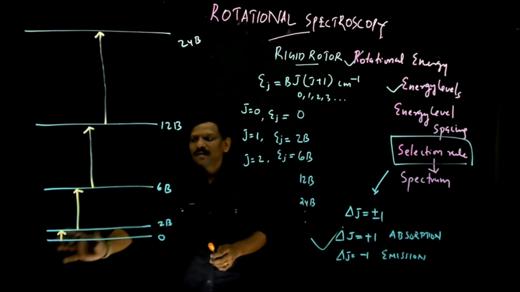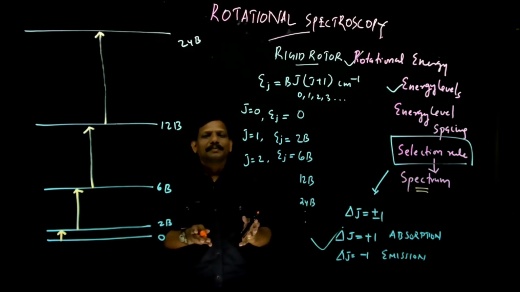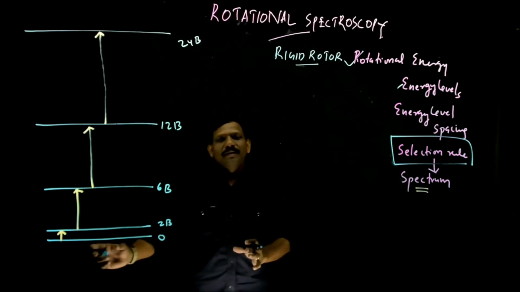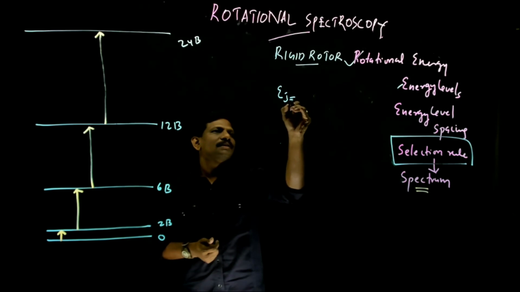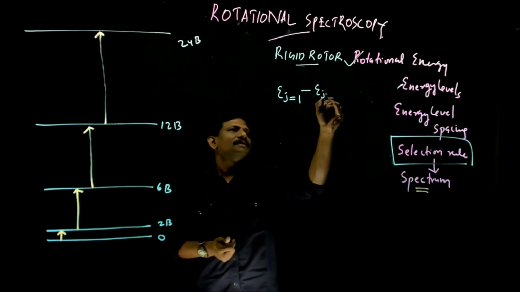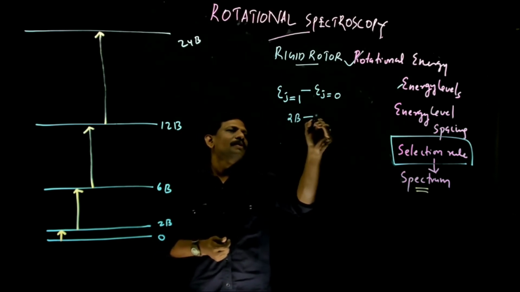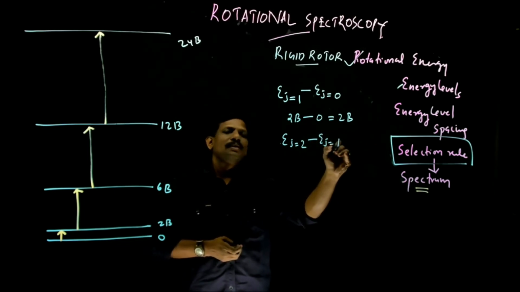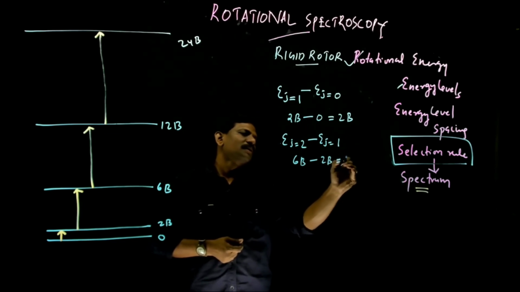Due to these transitions, a spectrum will result. So how will the spectrum look? For that we have to find the gap, or the spacing, between the spectral lines. To do so, we consider the transitions like this. For the first transition, EJ equal to 1 minus EJ equal to 0: J equal to 1 is 2B minus 0, which is 2B. The next one is EJ equal to 2 minus EJ equal to 1, so 6B minus 2B is equal to 4B.